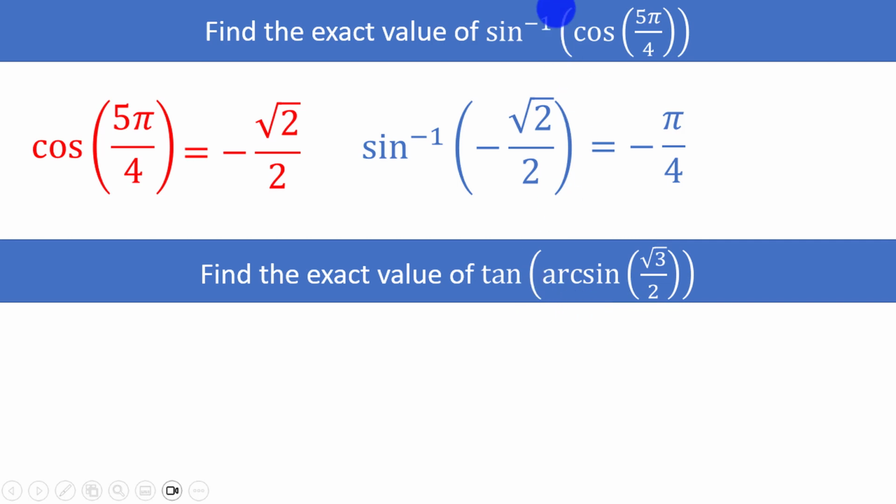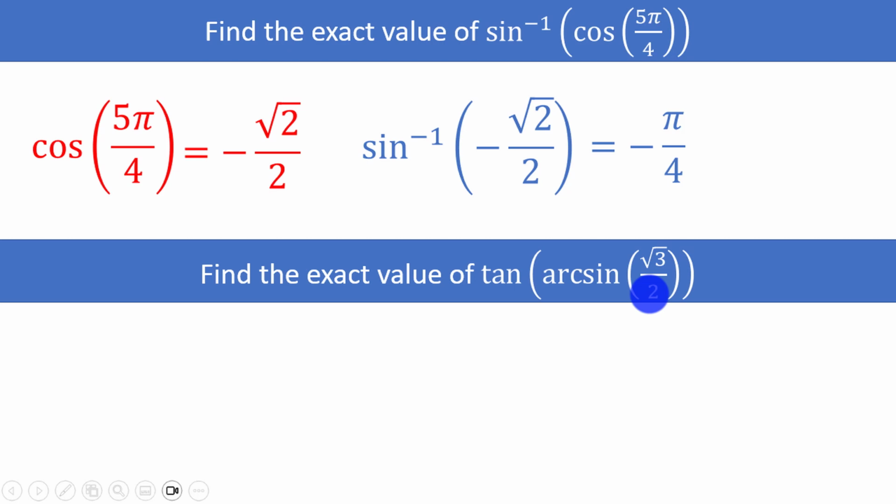So now we have it flipped the other way around. Now we have the regular trig function on the outside. Still, I would just evaluate it one piece at a time. I would think arc sine of square root 3 over 2. That's asking sine of what gives me square root 3 over 2.